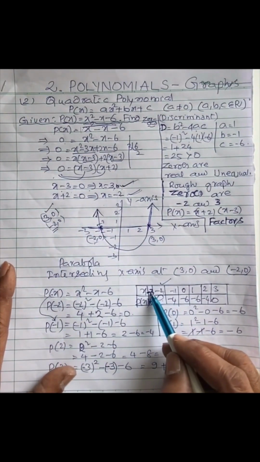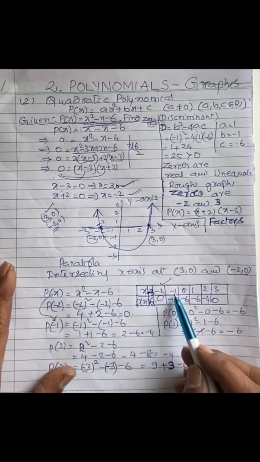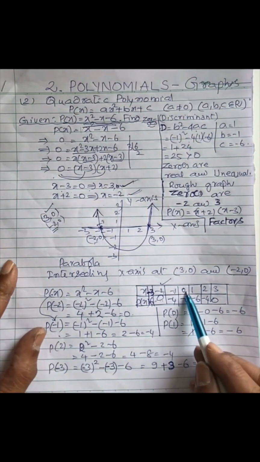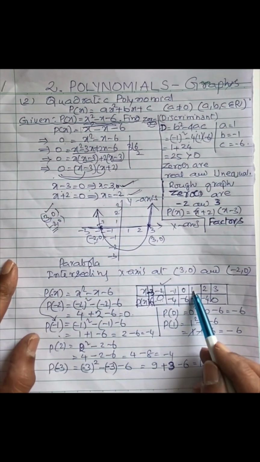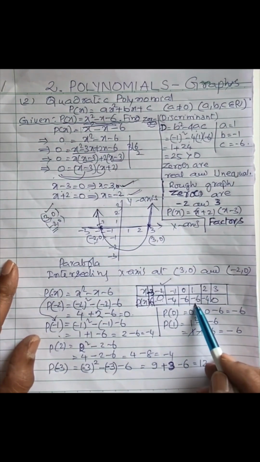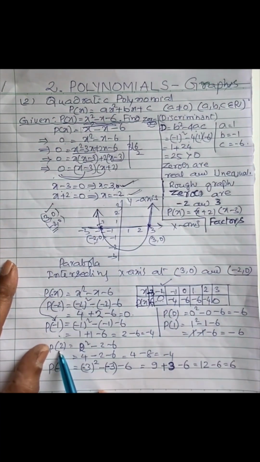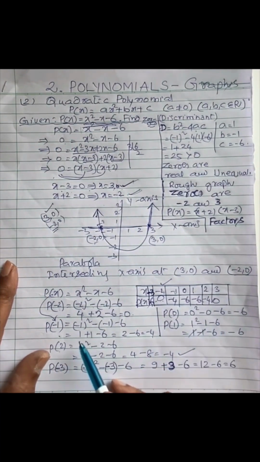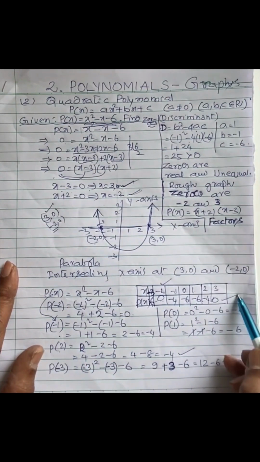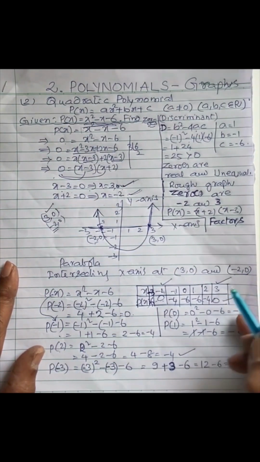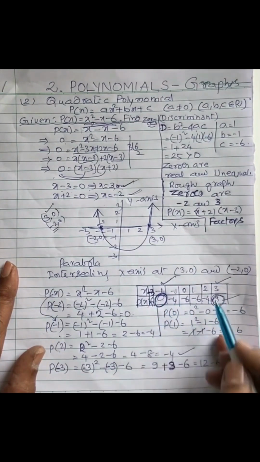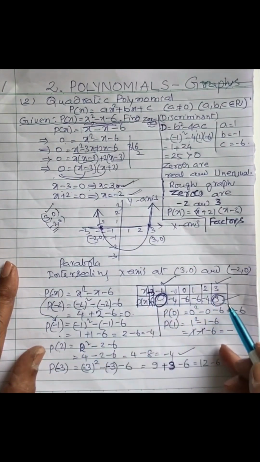You substitute minus 3, you get 6. Minus 1, you get minus 4. Substitute 0, you get minus 6. Substitute 1, you get minus 6. Substitute 2, you get minus 4. If you substitute 3, you get 0, because if you substitute 3 and minus 2, definitely you will get 0, because they are the zeros of the polynomial.